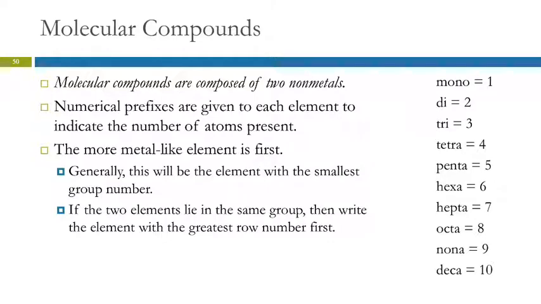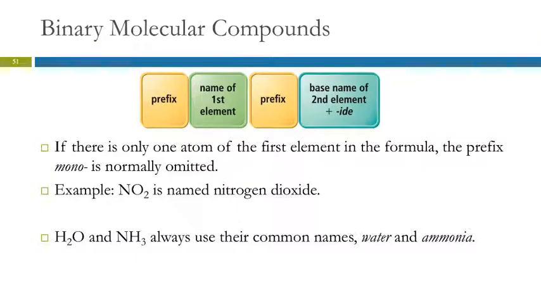So we use these numerical prefixes to say how many of each element. So we are learning to name binary molecular compounds. Binary means 2, so these have 2 elements. So the general form for these names is a prefix and the name of the first element. That's the more metallic one. And remember, I think of metals as being masculine. So this is the one that's more masculine, and this is the one that's less masculine. This is the second one. And a prefix to indicate how many of the second one.